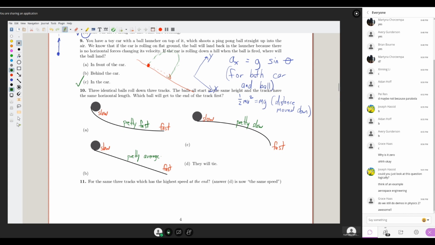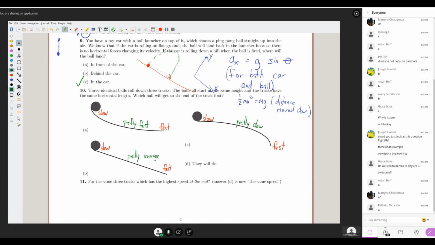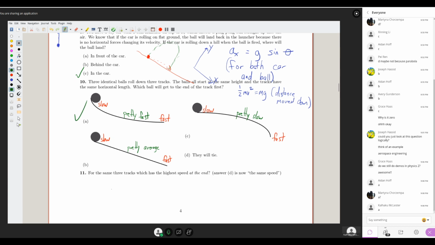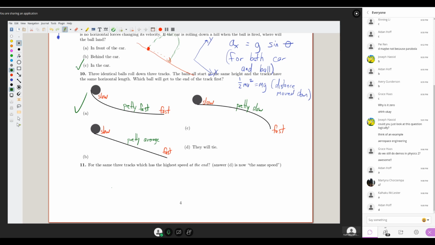So, which one gets to the end of the track first? You all tell me. A, B, or C? A. Yep. Because it spent more time going fast. Now for problem 11, which one has the highest speed at the end? D. Yep. Because as you know, energy is conserved. They've both converted the same amount of gravitational potential energy into kinetic energy.